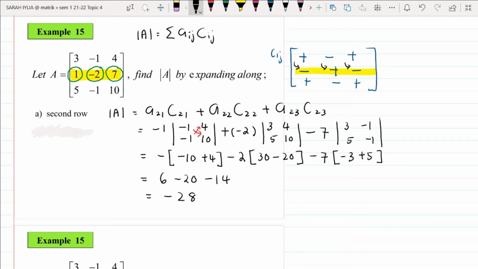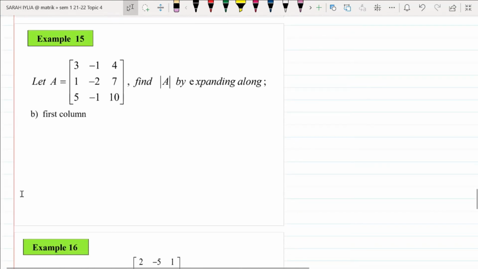Okay. Settle on how to find determinant by expand the second row. Okay. Now, kita nak proceed. Practice once again. Still, benda yang sama, matrik yang sama. Tapi, kita nak try with first column pula. Okay. So, before we begin, saya buat dulu sign notation untuk cofactor matrix. Ingat, alternate sign je.